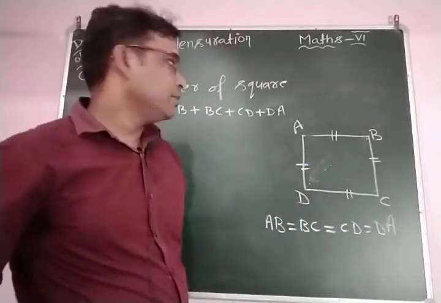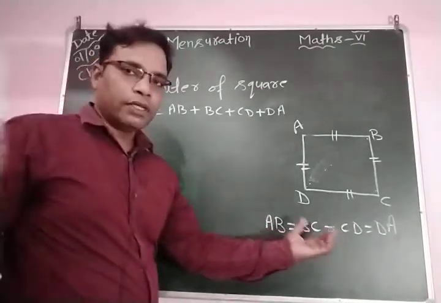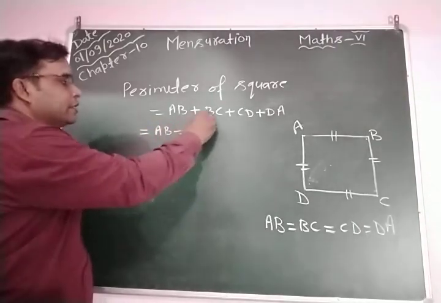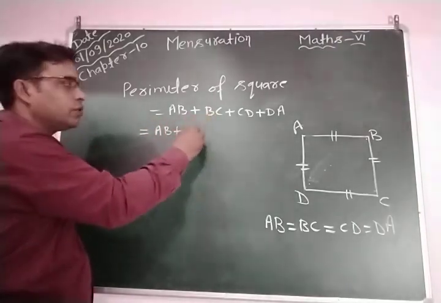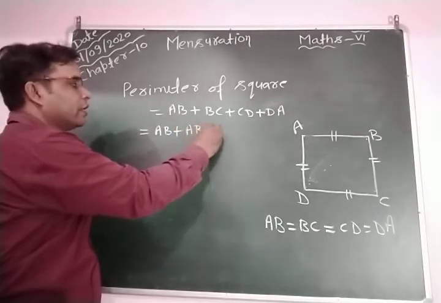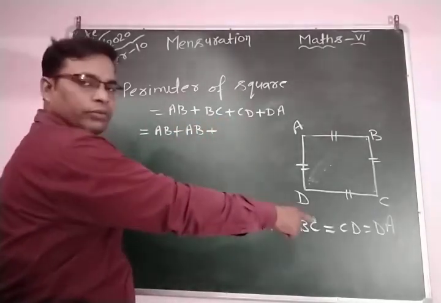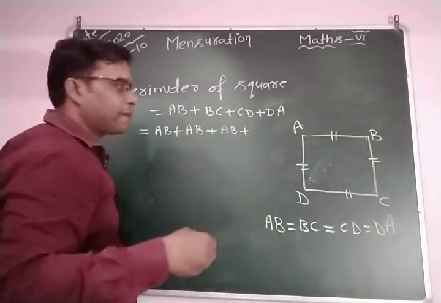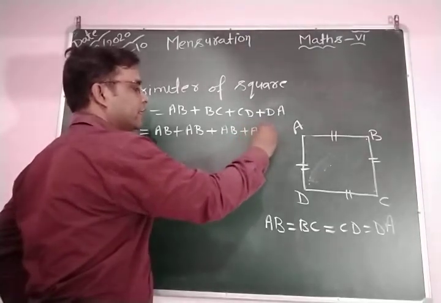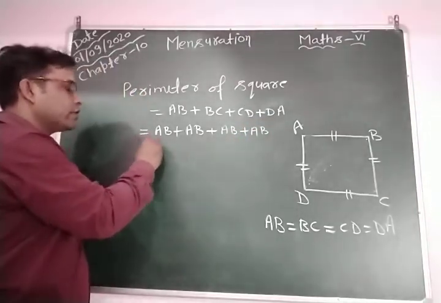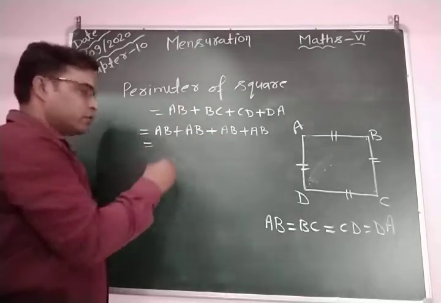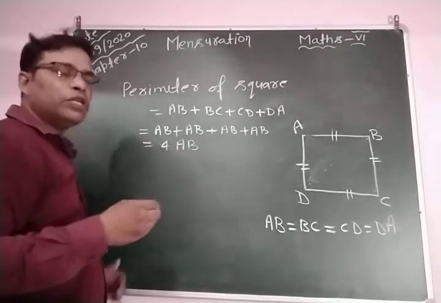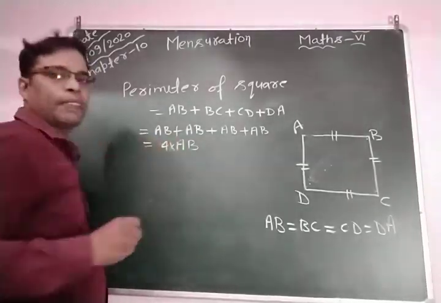But here we need to find the perimeter of the square. Since all sides are equal, you can write this is equal to AB plus BC, which is also AB, plus CD, which is also AB, plus DA, which is also AB. So here you can see 1, 2, 3, 4 AB. So we write 4 AB. 4 AB means 4 into AB.